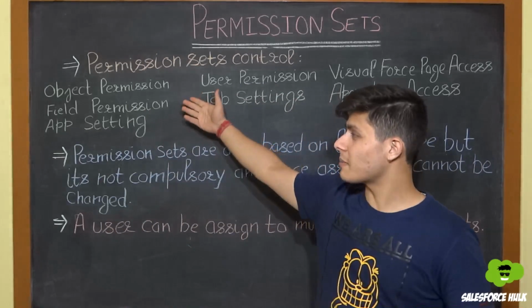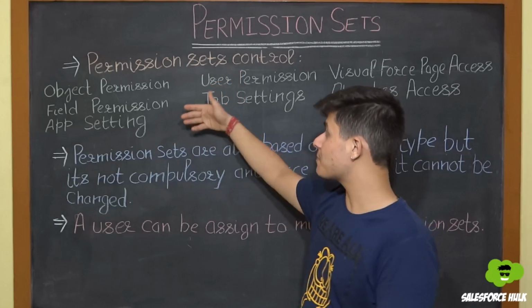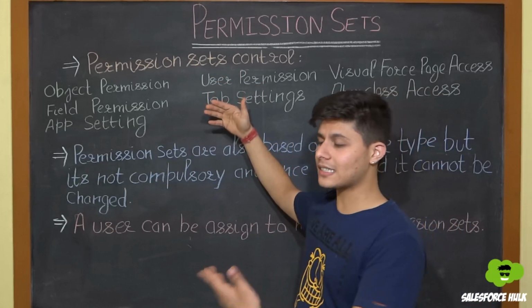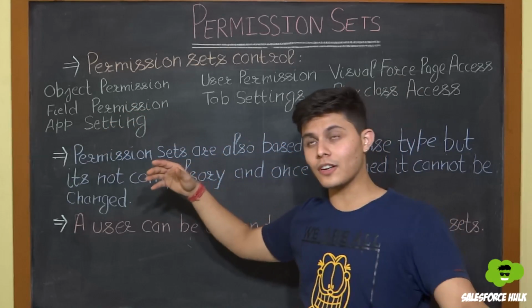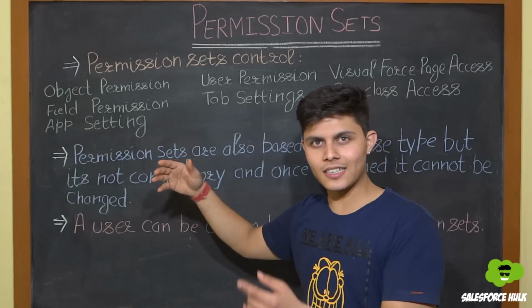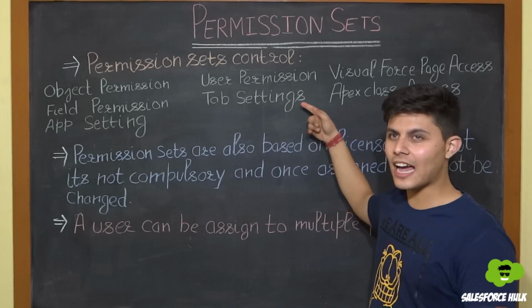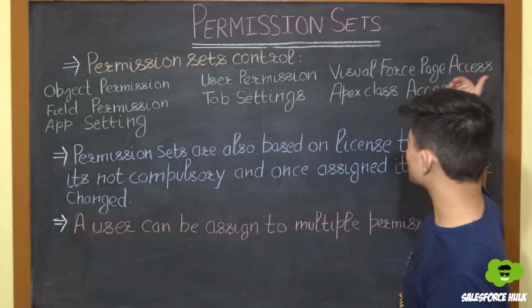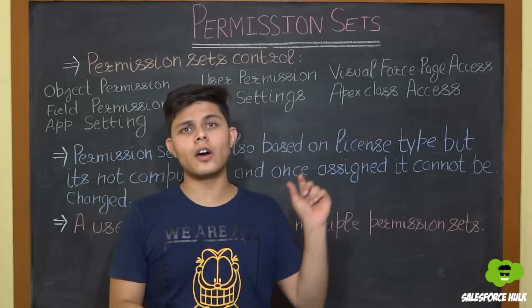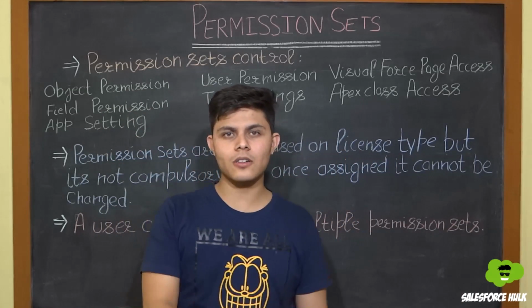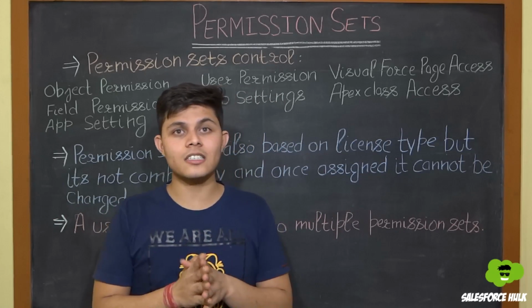So the first thing is object permission. Obviously we can control object permissions on permission sets. Then field permission. Then app settings, which app a user can see, which app will be default for a particular user, and which app a user will not be able to see. That we can set on profile level also. And then user permissions, and then tab settings. Then Visualforce page access, Apex class access, and etc. There are some other things also which we can set on permission sets, like record types. But this is all we can control in permission sets.